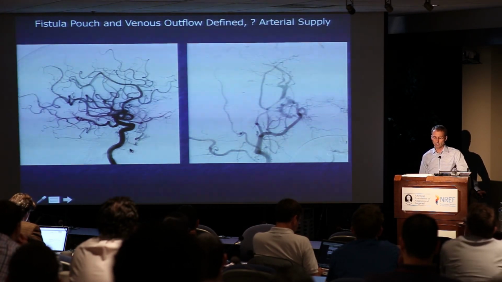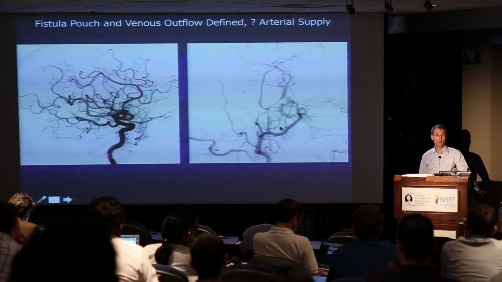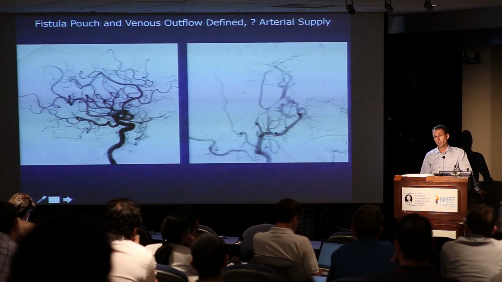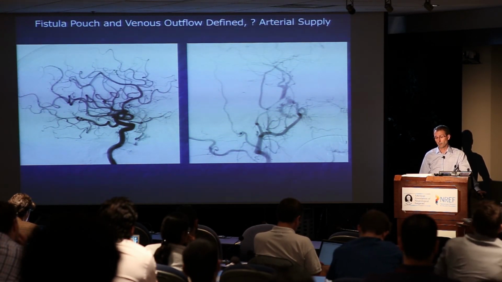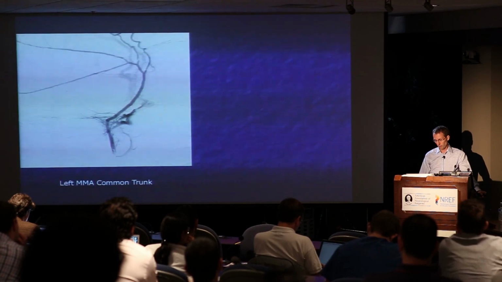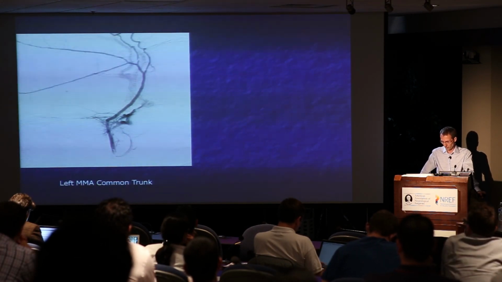Well, there's an inferior lateral trunk coming down. I know there's something going on in the external carotid, but we haven't defined those. And here's where I would advocate very strongly that you do super selective angiograms with microcatheters in the usual suspects. I started with a microcatheter in the common trunk of the middle meningeal.